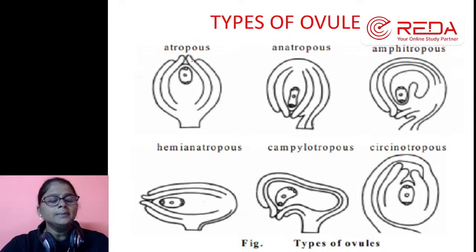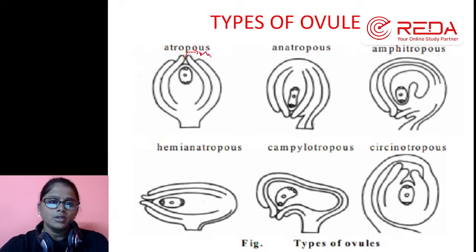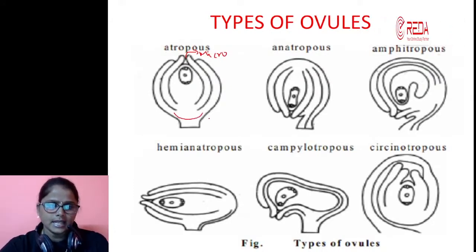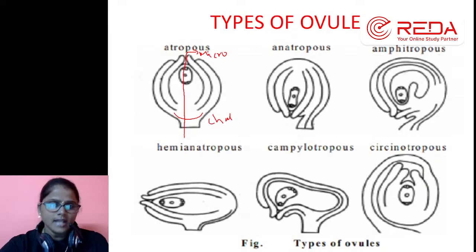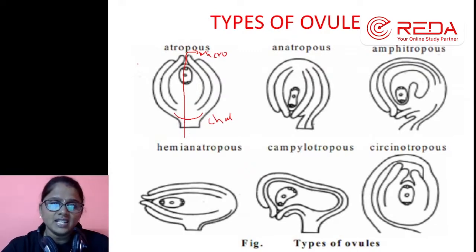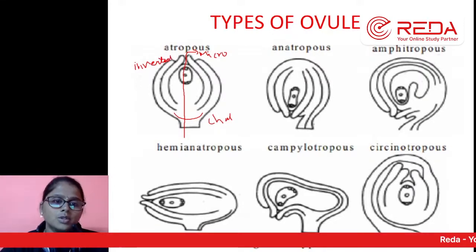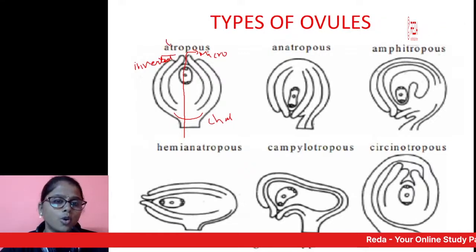Here you could see that the micropylar end is present at the top, and the chalazal end is at the bottom. All of the embryo sac, micropyle and chalaza stand in one straight line. The ovule is not inverted here; it is upright. That is how it looks to us.